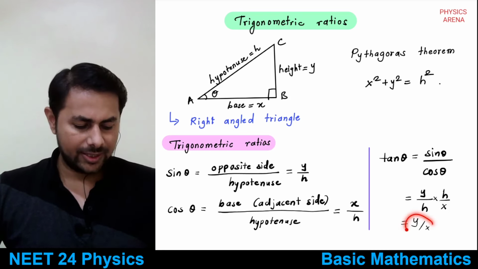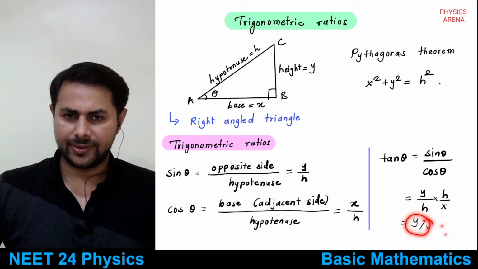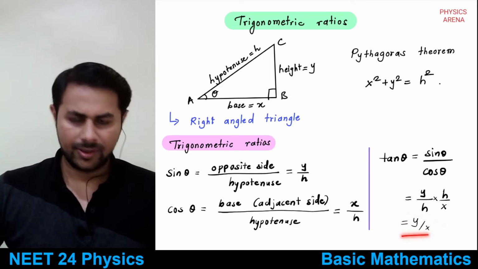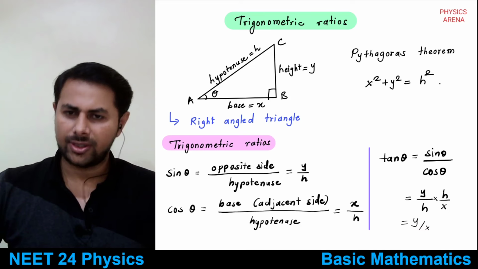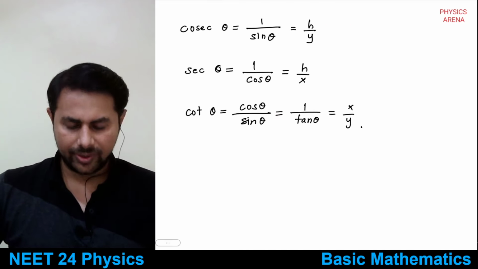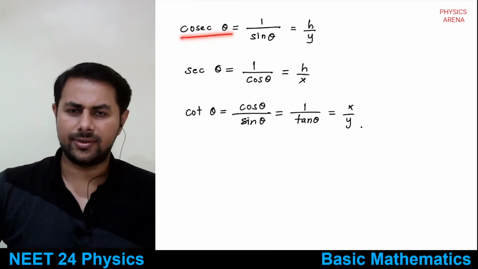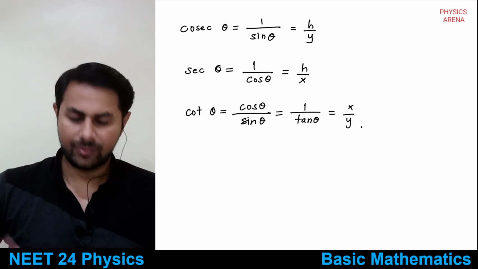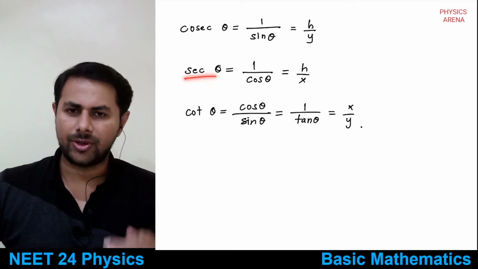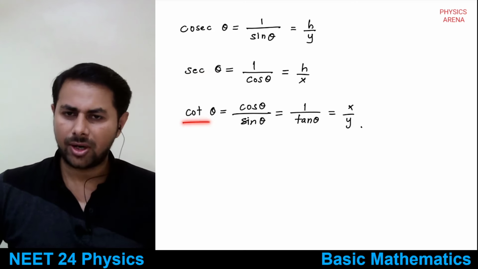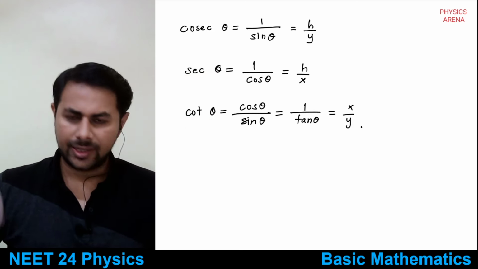Alright, so tan theta is equal to y by x. Okay, so this is sine theta, cos theta, tan theta. Then there are other trigonometric ratios also. There is cosec theta, which is 1 upon sine theta. There is sec theta, which is 1 upon cos theta. And then there is cot theta, which is 1 upon tan theta.